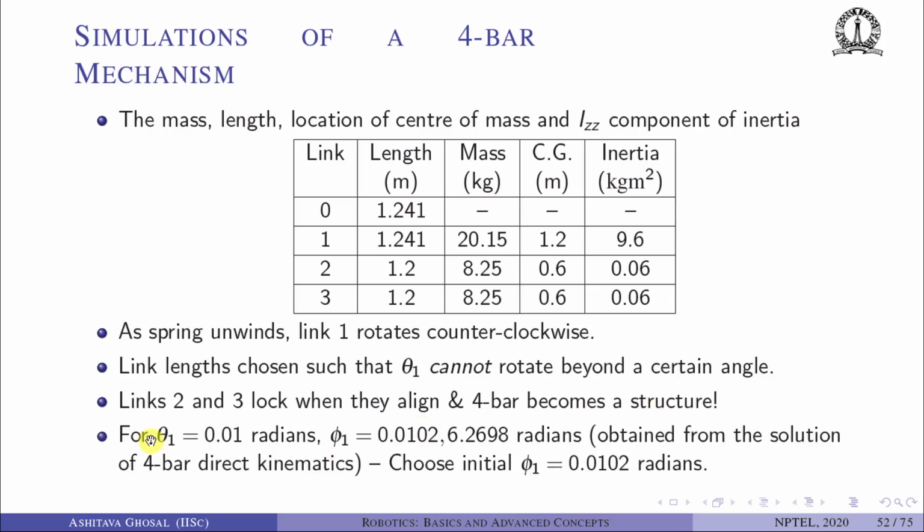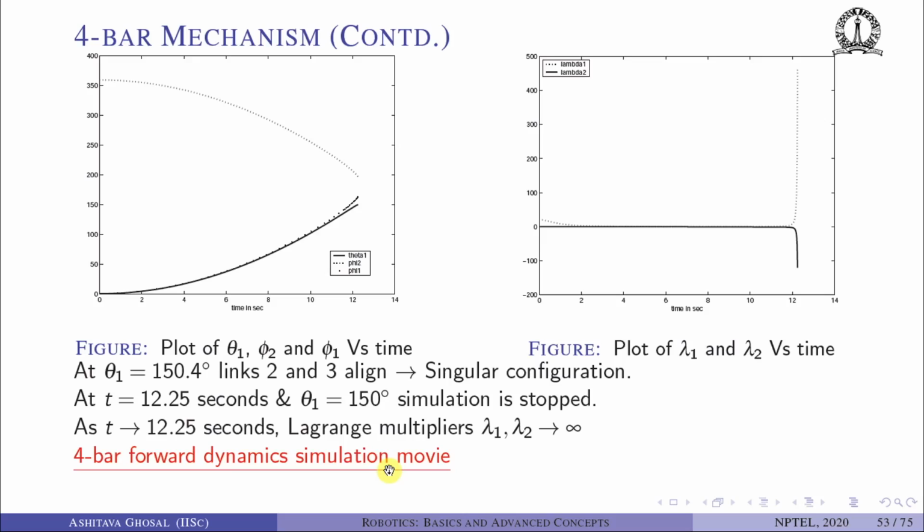So we initially start with some very small angle, theta 1 of 0.01 radians. Phi 1 is obtained from the solution of the 4-bar kinematics, and we choose some initial value of phi 1. We cannot start with 0 and 0 because that is a singular configuration and the integration will not start. So what are some of the questions that we can ask? I want to know at what angle it locks, number one, and more importantly, how much time it takes to lock for given mass, length, geometry, spring constant, and everything.